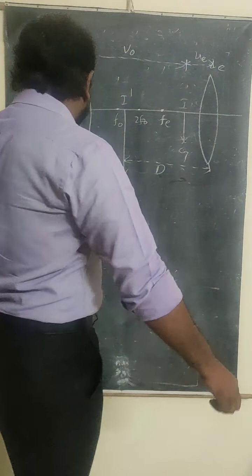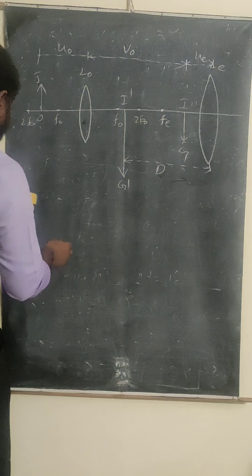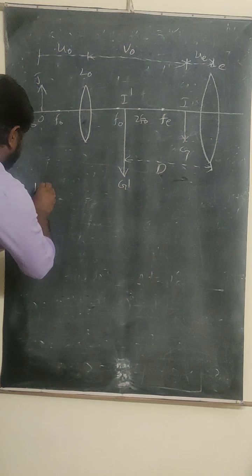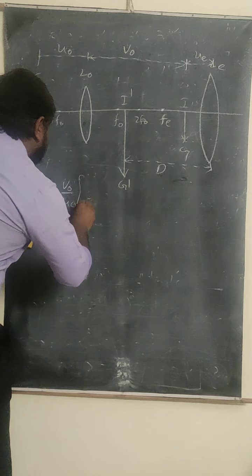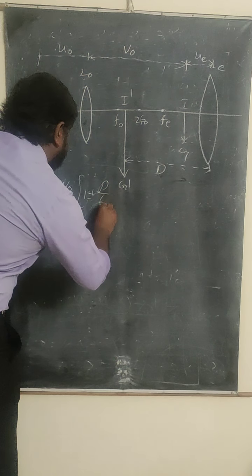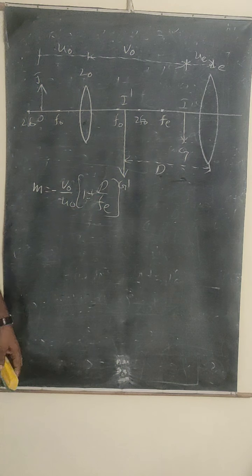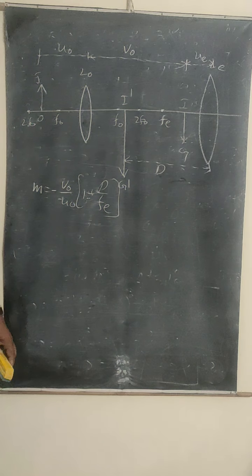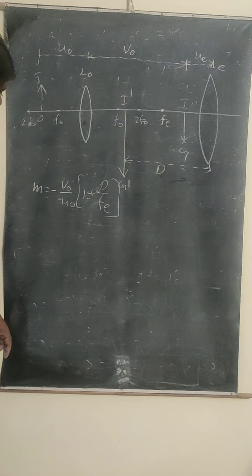Now let us write down the equation for the magnification. The magnification of the compound microscope can be written as M equals minus V0 by U0 into 1 plus D by Fe. This is the magnification of the compound microscope at the near point adjustment: minus V0 by U0 into 1 plus D by Fe. What are the terms here?